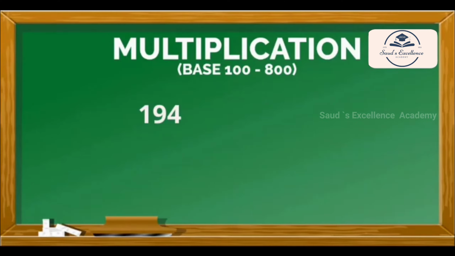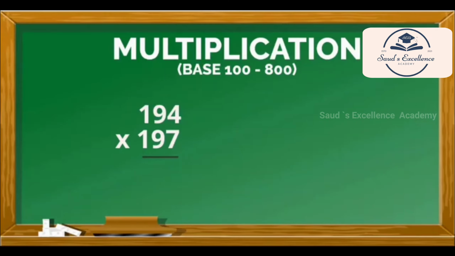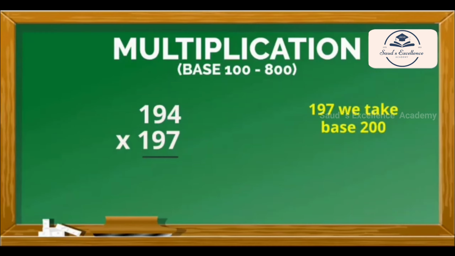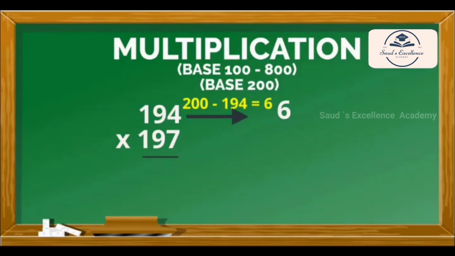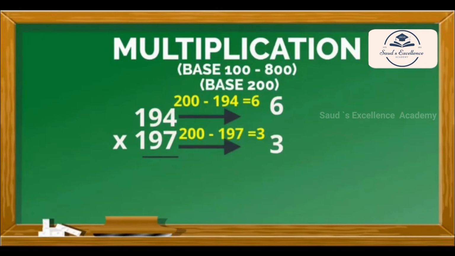We start with a new example with 194. Multiply with 197. For 197 we take base 200. First step, we subtract the first number 194 from the base 200, which equals 6. Next we subtract the second number 197 from the base 200, which equals 3. Now we multiply both digits, 3 times 6 equals 18. We write 18.